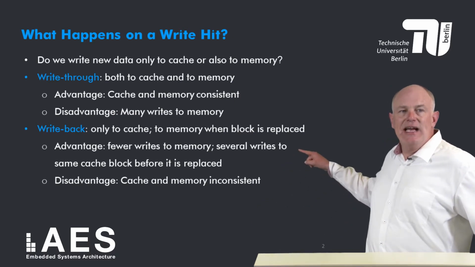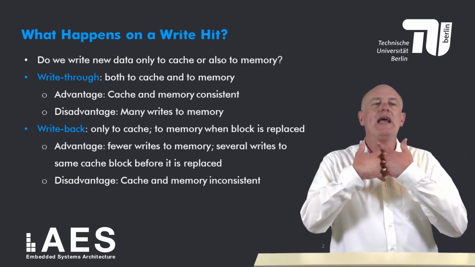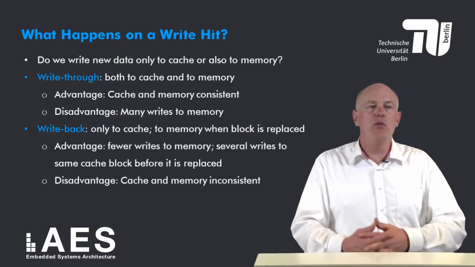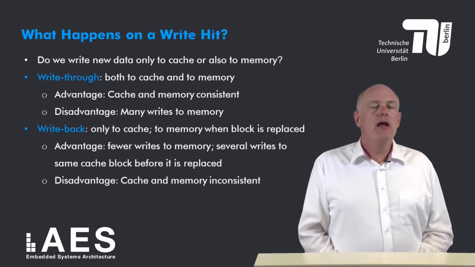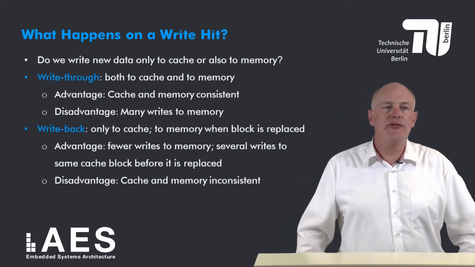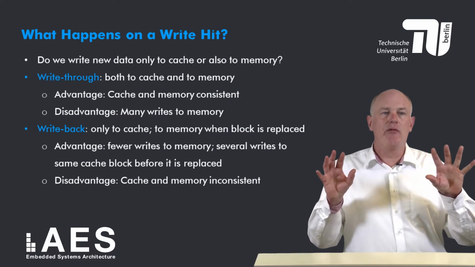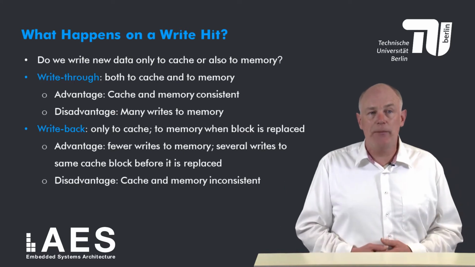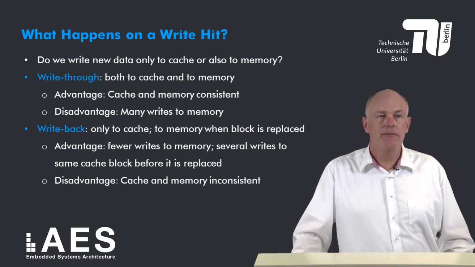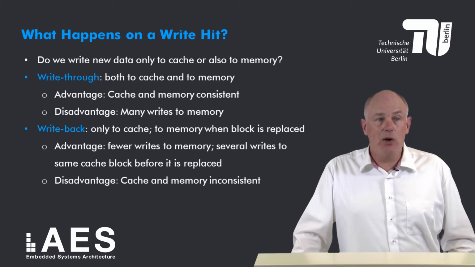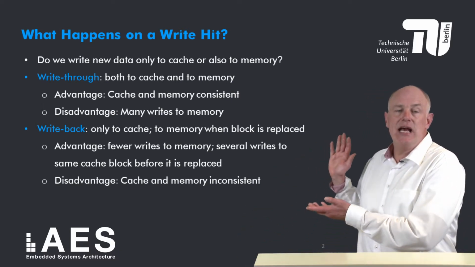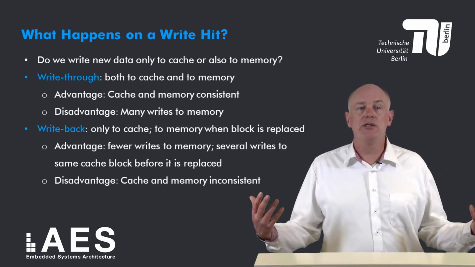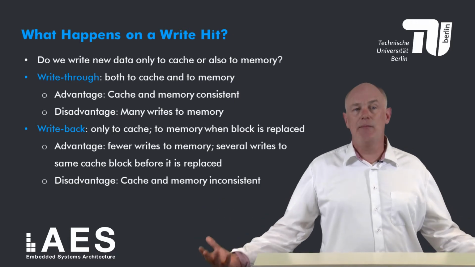Another technique is a write back cache. That means the new data is only written to cache, and only to memory when the block is replaced. The advantage is that we have fewer writes to memory, because usually there are several writes to the same cache block before it is replaced. The disadvantage is, however, that now cache and memory can be inconsistent. They may contain different data for the same word.